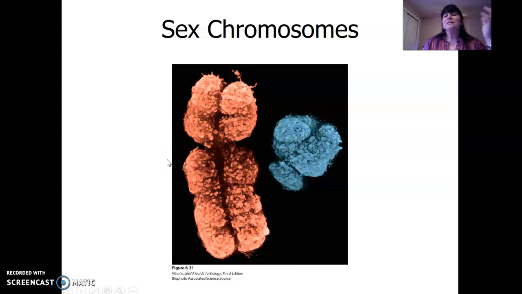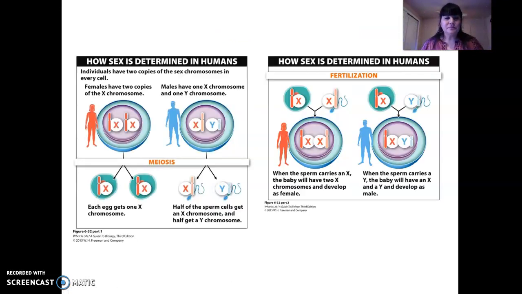So when she makes her eggs, one of her eggs is going to have X and the other egg is going to have X. So mom, when she makes her eggs, half will have X, half will have X. But dad, since the definition of dad is XY, half his sperm will have X, half his sperm will have Y. So how is sex determined? If dad gives the X and mom gives an X, the baby's a girl. But if dad gives a Y and mom gives an X, the baby's going to be a boy.